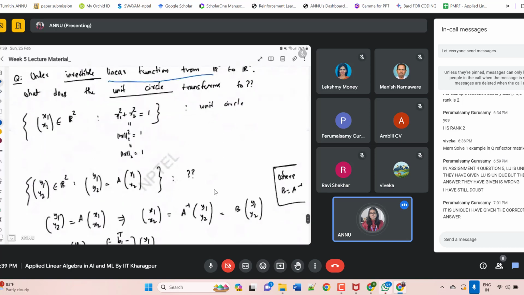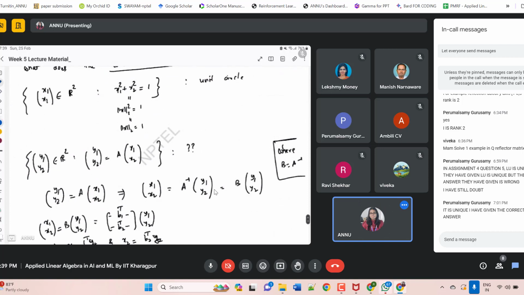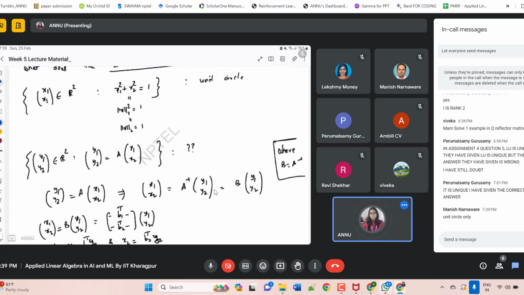So, what is this transforming? If we represent the transformation as y1, y2 belonging to R2, such that y1 y2 is nothing but A of x1 x2. Manish is telling unit circle only. Under linear transformation, are you sure that in every case it will be a unit circle?